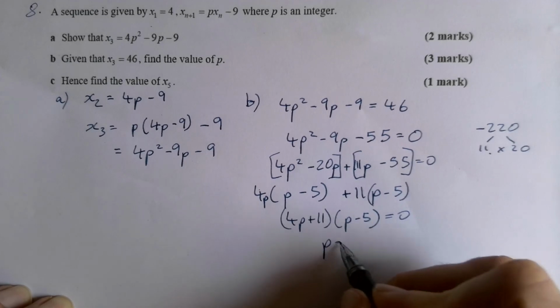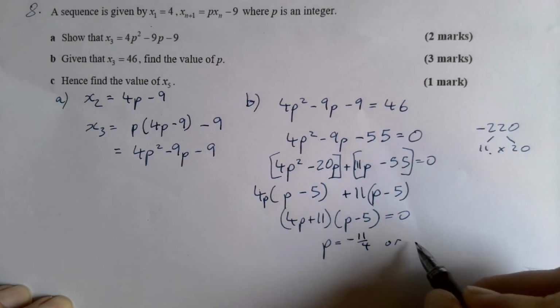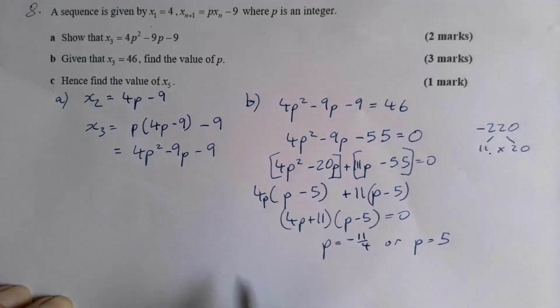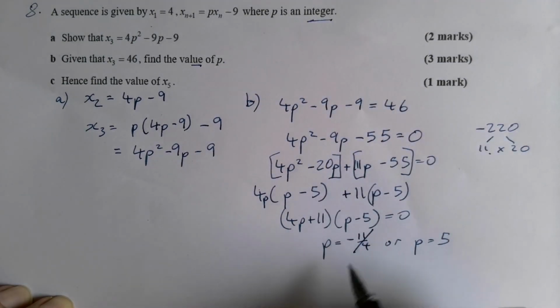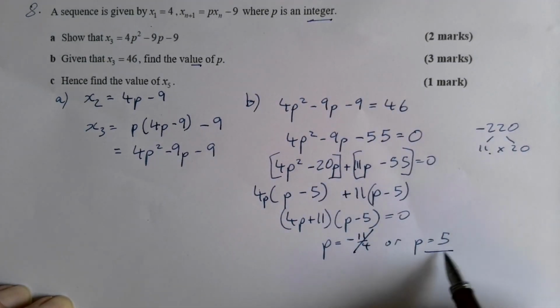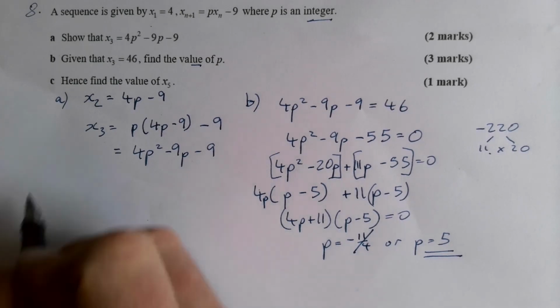So that means p could equal -11/4, or p equals 5. It says value, and this is where, because p is an integer, a whole number, we don't need that one. So p equals 5 is your right answer. If you write both of them down, you miss a mark. If you've just got 5 and you haven't actually found that value, it doesn't matter, but you shouldn't be showing both of them as your answer.